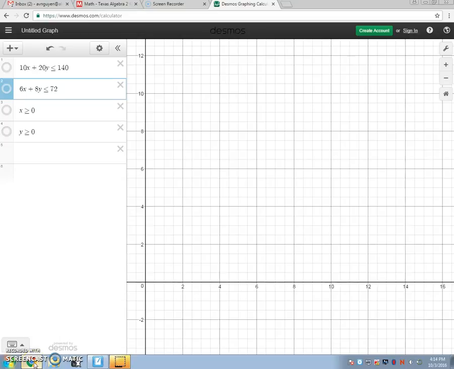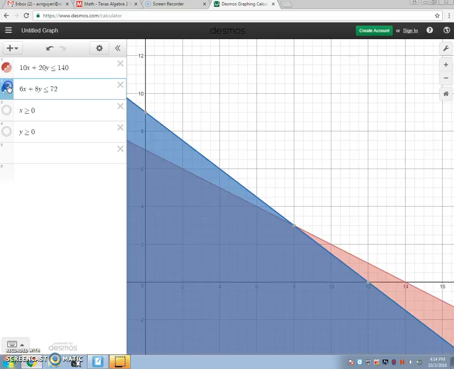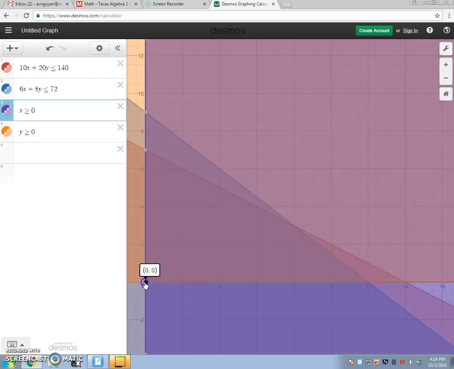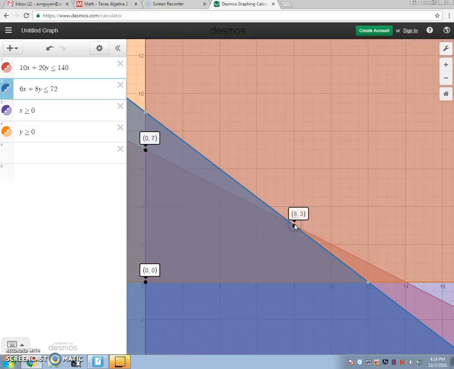So here's Desmos. Here's the first line, second line, third line, x is positive, fourth line, y is positive. Now the little triangle, I just tap the points: this is 0, 0. This one is 0, 7. This one is 8, 3. This is 12, 0.